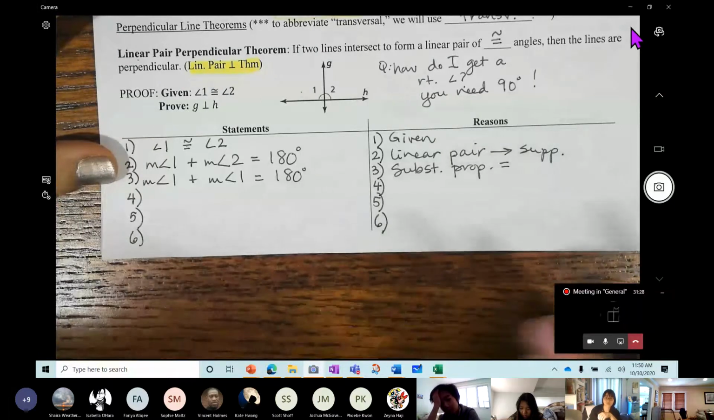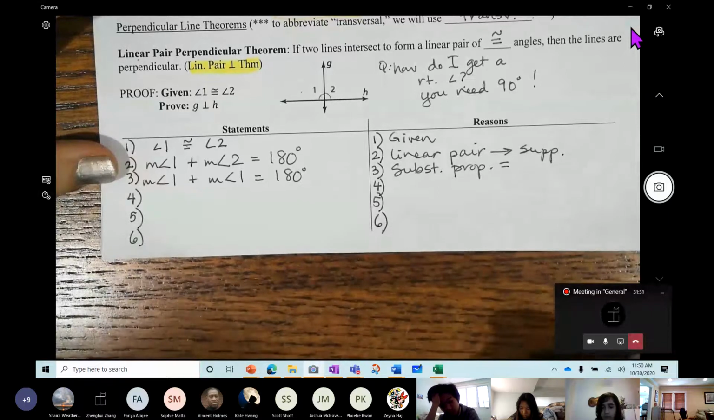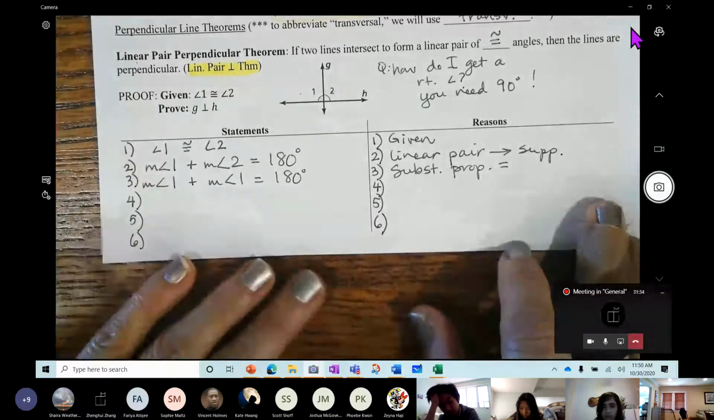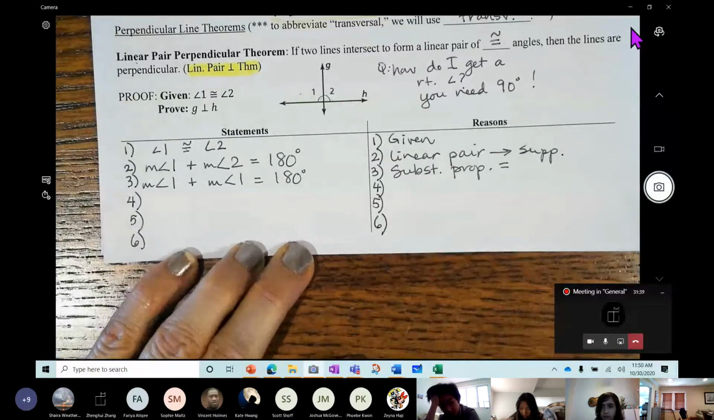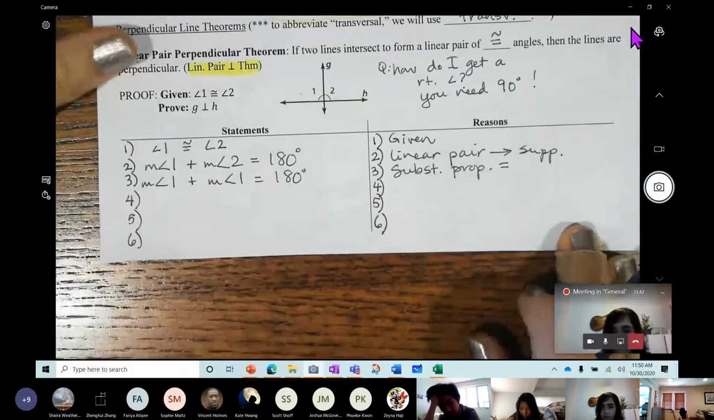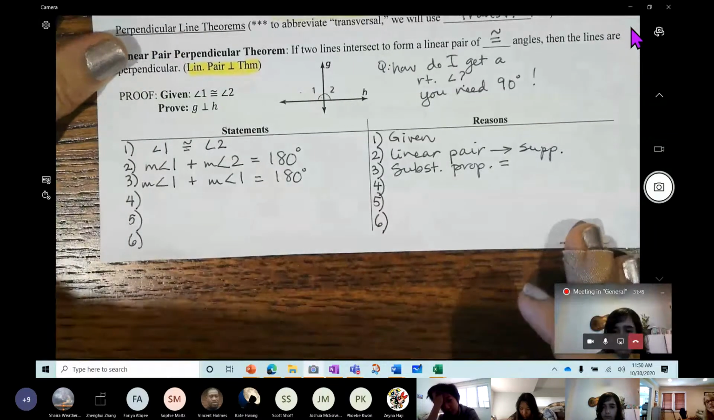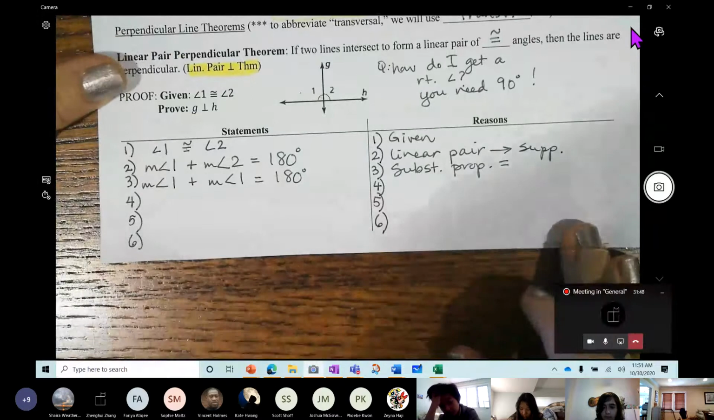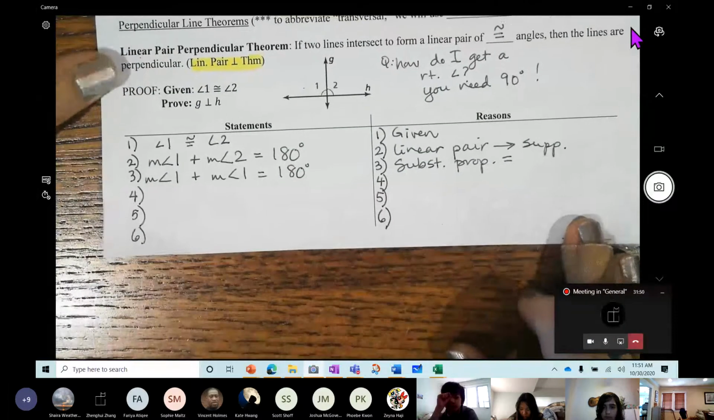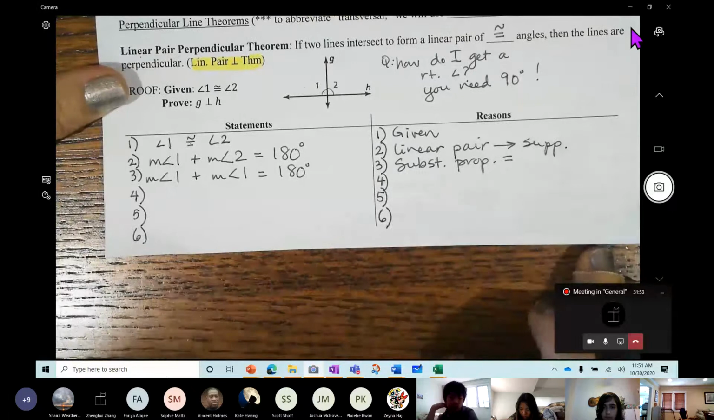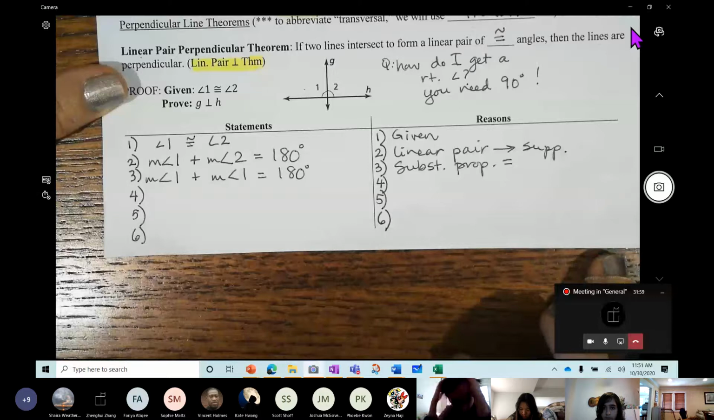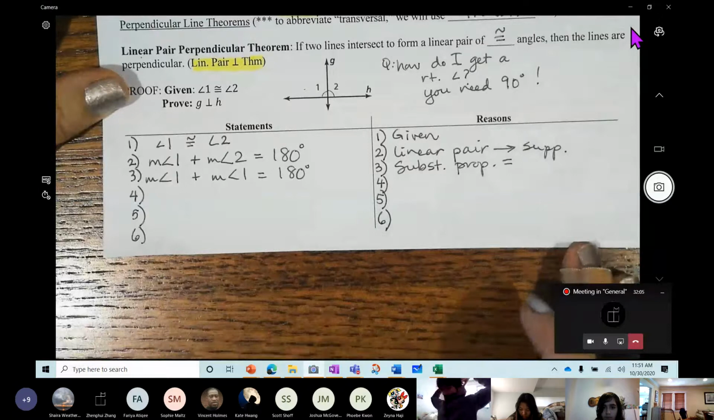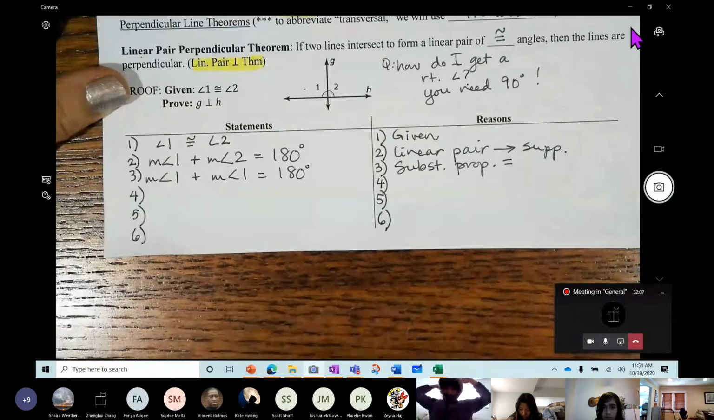Just take a guess. The worst I could do is say no, but you might be right. Looking at the screen, do I have some guesses? And this is the hard part about proofs. You're learning what to do next. You have no idea what to do next. Okay. So it doesn't look like anybody's volunteering. And I don't want to call on anybody and put you on the spot.